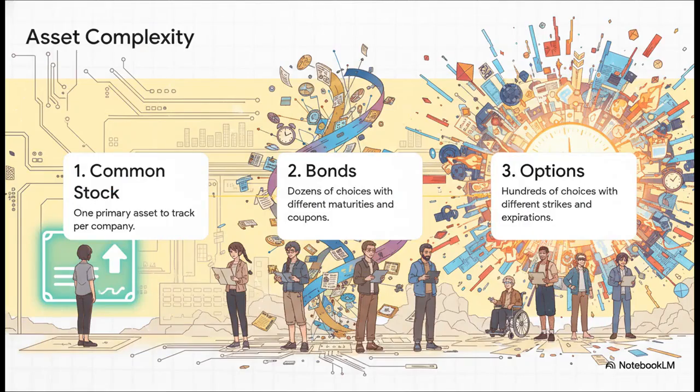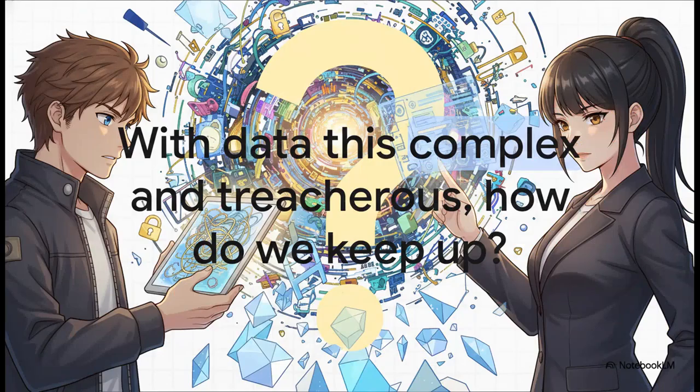And this complexity just explodes as you move between different kinds of assets. I mean, tracking one common stock is one thing, but for that same company, there could be dozens of different bonds. And when you get to the world of options, oh man, suddenly there are literally hundreds of choices. The data management challenge just grows exponentially with every single step. So, that's the core of the problem, right? Financial data is vast, it's messy, and it's absolutely filled with hidden traps. So how does anyone possibly manage all of this? How can we make any sense of it at all?